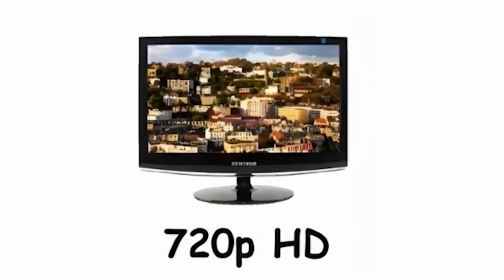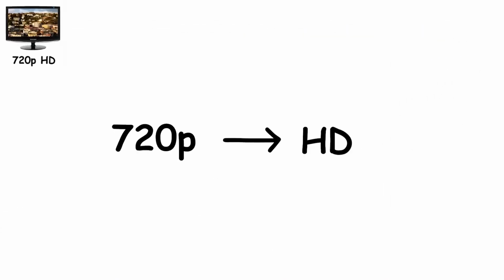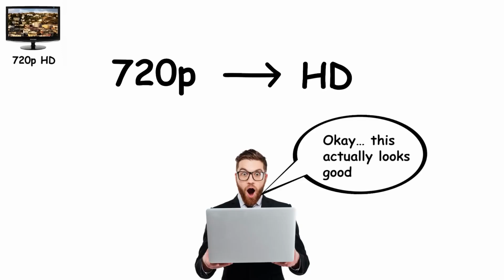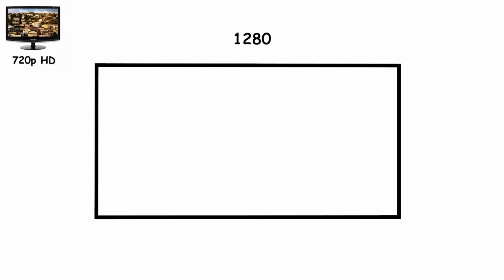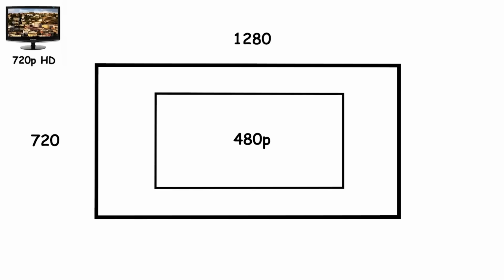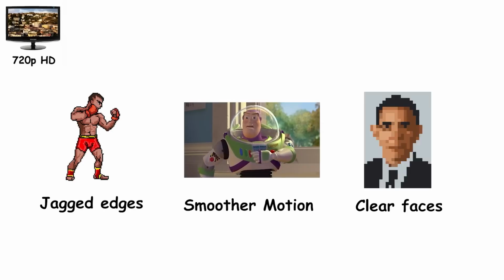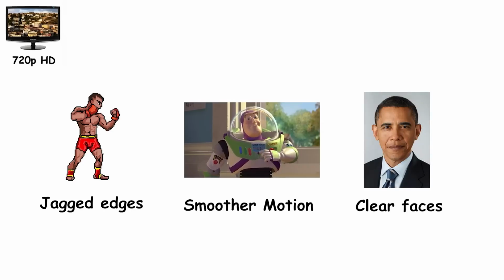720p HD. 720p, also known as HD, was the first resolution that made people sit back and say, okay, this actually looks good. With 1280 by 720 pixels, it didn't just improve video quality, it raised everyone's standards overnight. Compared to 480p, 720p felt like someone finally wiped the screen with a cloth. Jagged edges started disappearing, motion looked smoother, and faces stopped looking like Minecraft characters. Text, logos, and small details finally had clean shapes instead of blurry guesses.